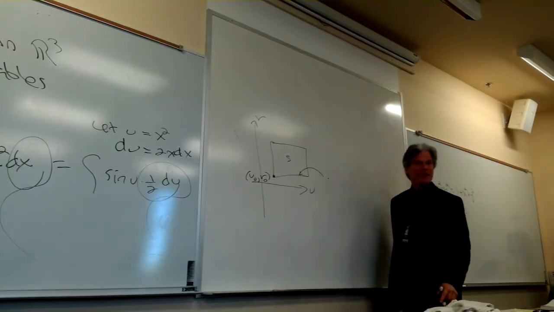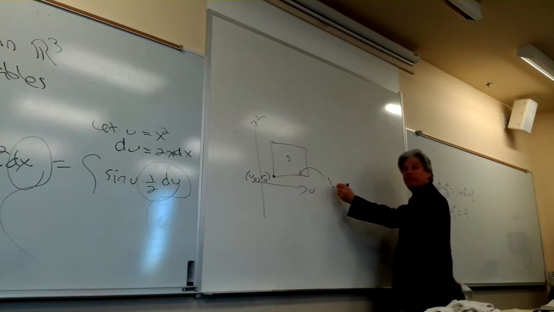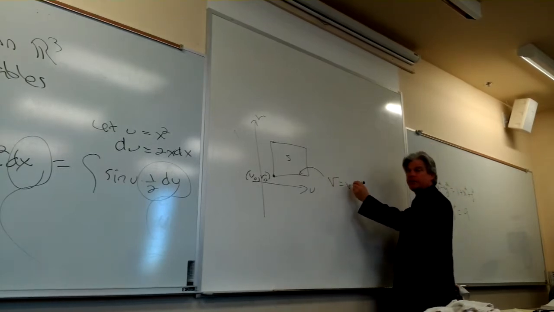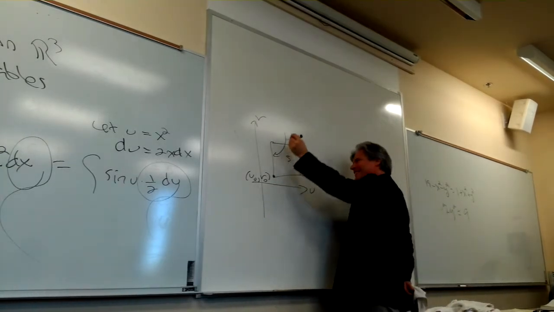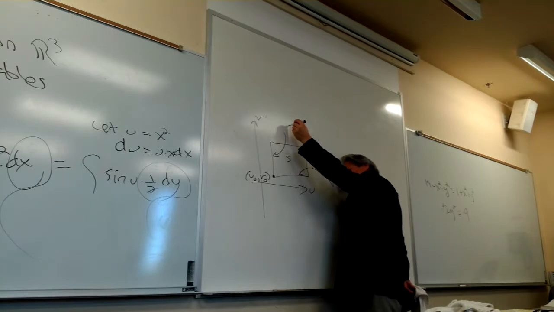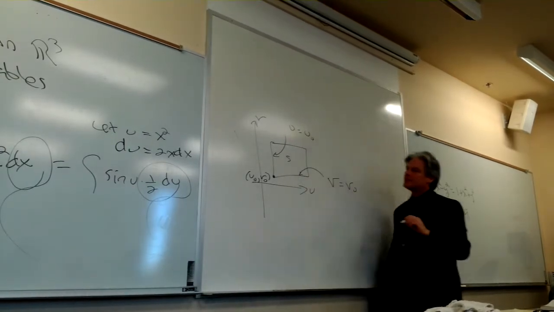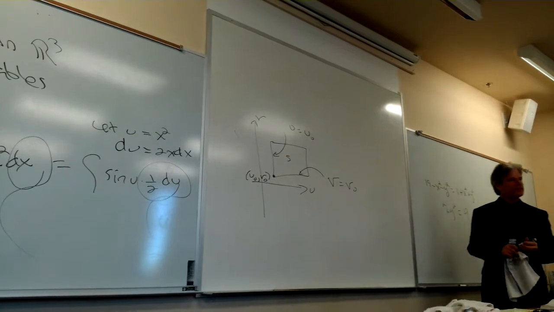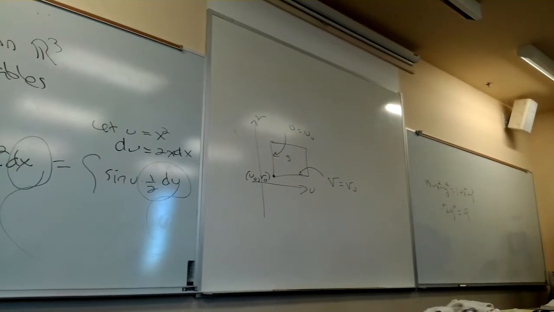I can hear you. Is it v equals v sub naught? It's the equation of this line. The equation of that line is, so v minus v sub naught equals m times u minus u sub naught. True, but it's just too much thinking, because my slopes are so nice, they're zeros and undefined.